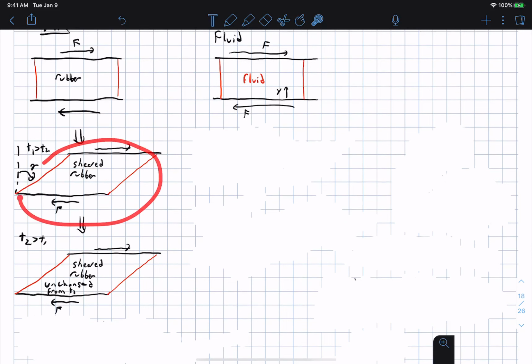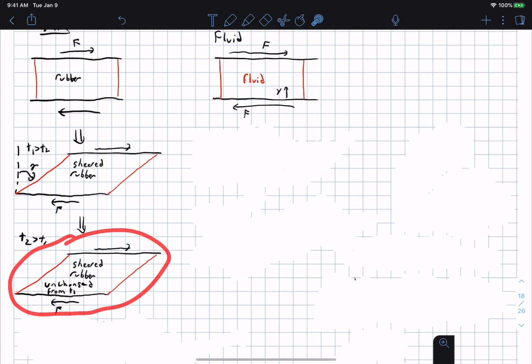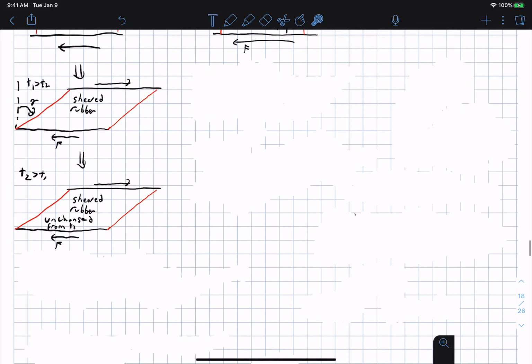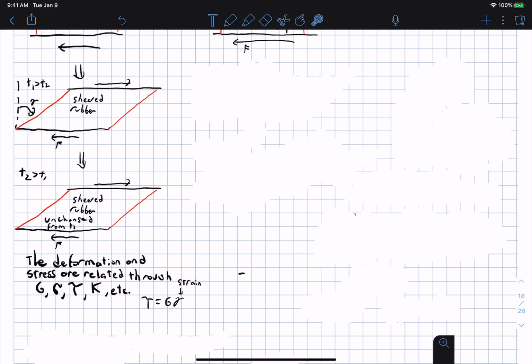The sort of sheared rubber here, if I keep holding the force, it basically maintains its shape and doesn't change its shape anymore. And so the deformation and stresses are related through G, and tau is equal to the shear modulus times the strain.